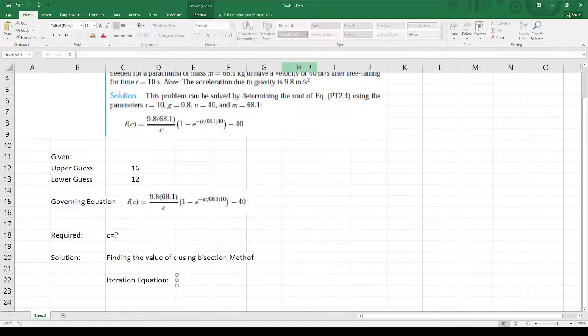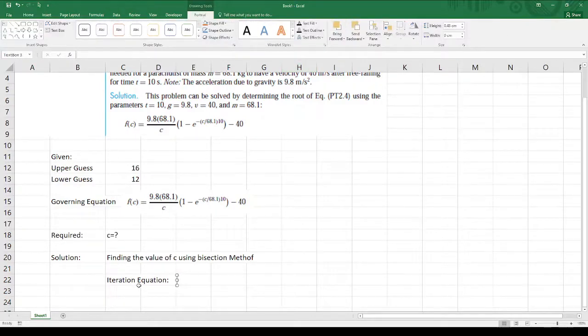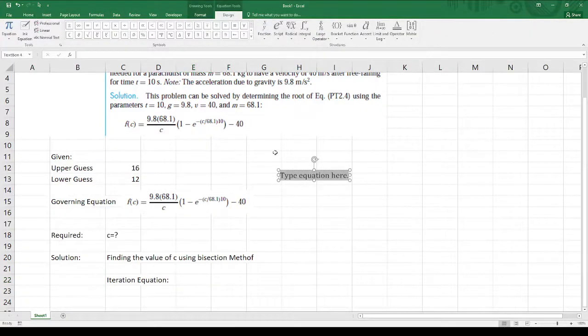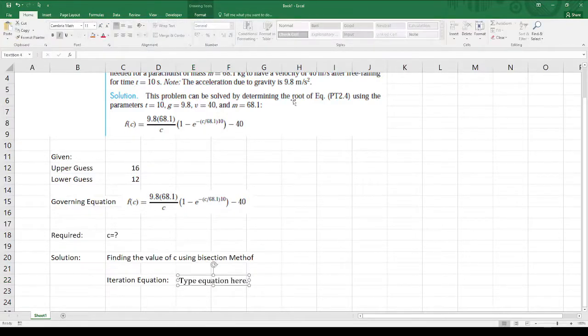Let's use both. No, let's do it again. So insert equation. So drag this one. So let's just say since you are trying to repeat the calculation, that is why you need to declare the iteration equation.